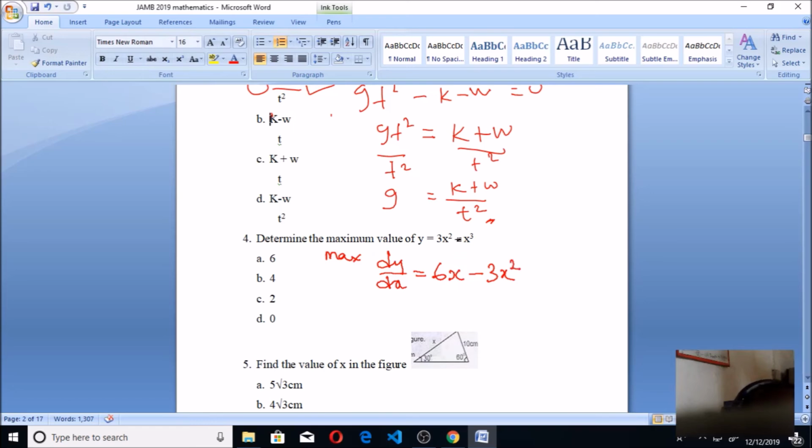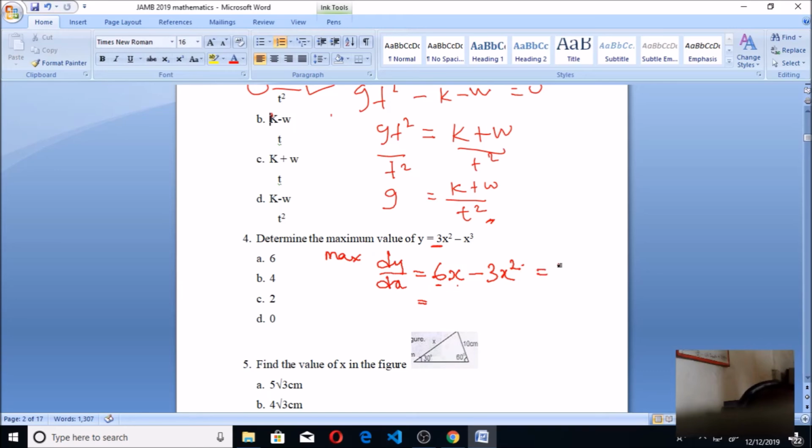So that's how we did this. We reduce the power here by 1, that's why we're having x. Then we carry the power and multiply it by what is in front, that's why we have 6x. The same thing here, we reduce the power by 1, that's why we're having x², then we carry the 3 and multiply by 1 in front, to get 3x². So having found the differential, what we'll now do is equate it to 0.